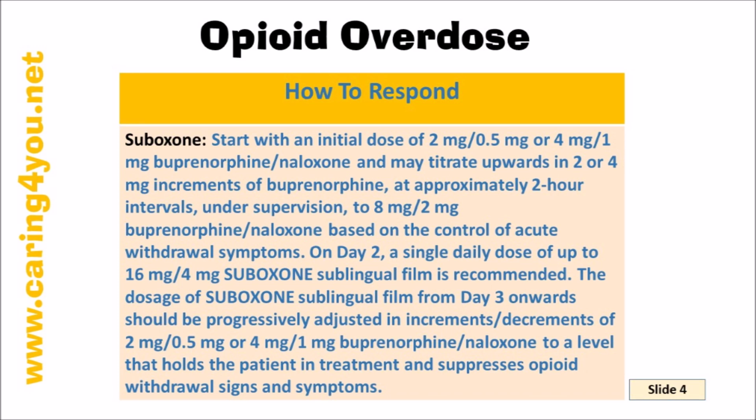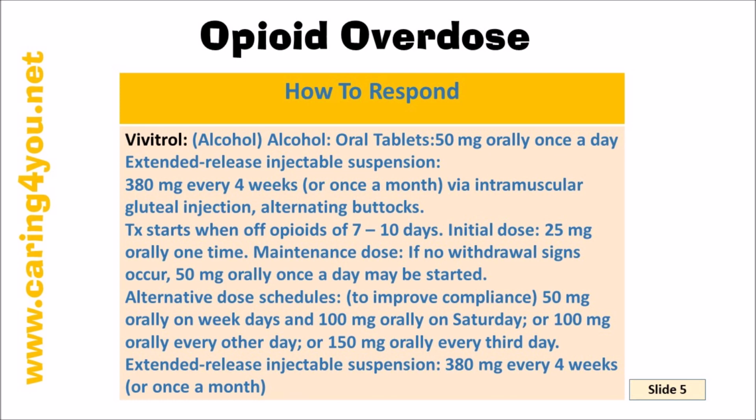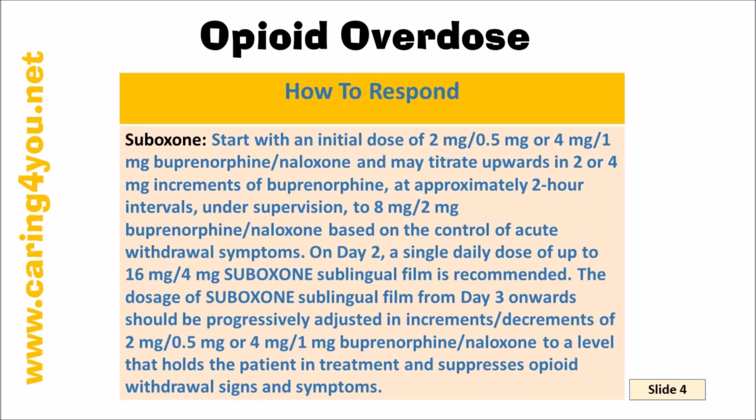So we start with an initial dose of 2 milligrams, 0.5 or 4 milligrams, or 1 milligram of Suboxone. Again, it comes in 3 doses. We have to let the doctor decide which one he wants us to use: the 2 milligram, the 0.5 or 4 milligram, and the 1 milligram of Suboxone. And we may titrate that upwards to 2 milligrams or 4 milligrams. All right, it's up to the doctor. So the low dose is 0.5, the higher dose 4. You understand, students? At approximately 2-hour intervals under supervision, we might even titrate it up to 8 milligrams based on the control of the acute withdrawal symptoms.